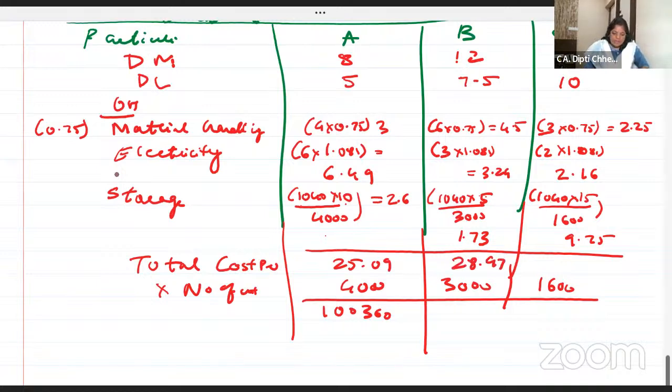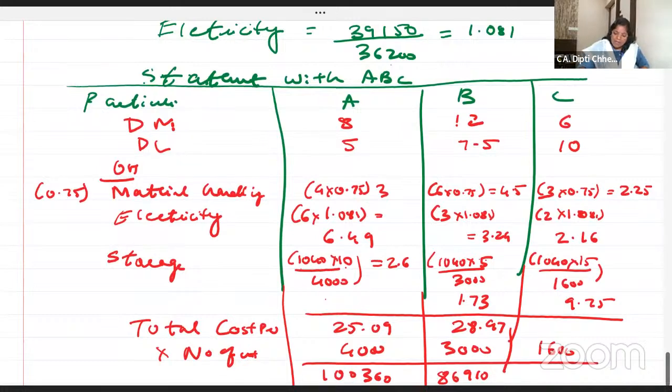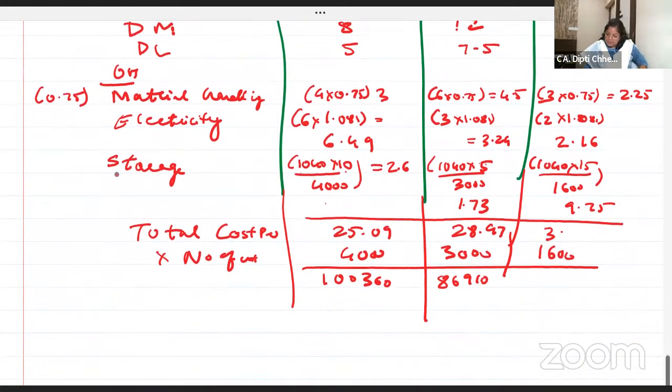28.97 into 3,000. This is your total overhead. I mean, the total cost, material, labor, overhead, everything has come. 6 plus 10 plus 2.25 plus 2.16 plus 9.75. 30.16 into 1600. 48 to 56. Done.